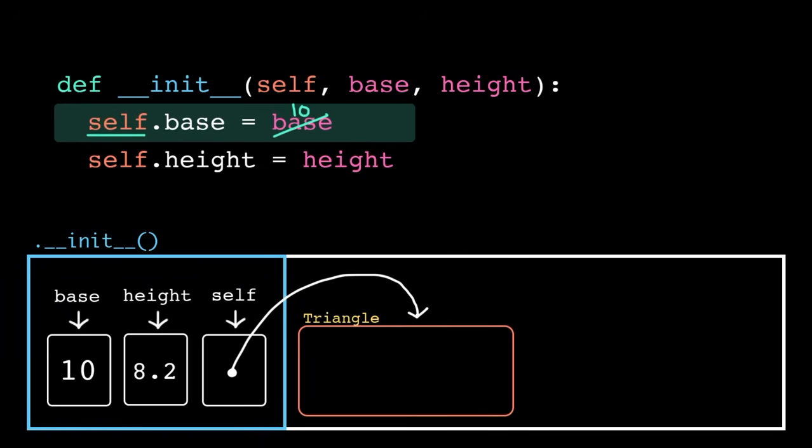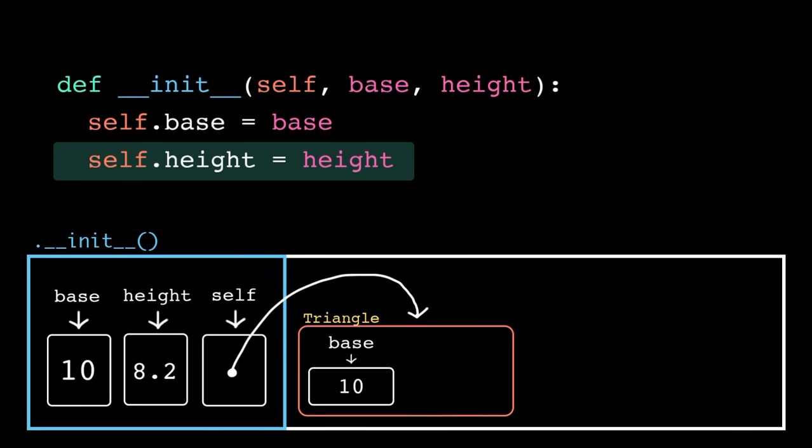Like a list or dictionary, a user-defined object is mutable by default, which means any mutations we make inside a function directly modify the object that was passed in. So we follow self to our empty triangle object, and then we store the attribute base on that object, setting it to the value 10. The next line does essentially the same thing. It stores the value of our height parameter in a new attribute named height.